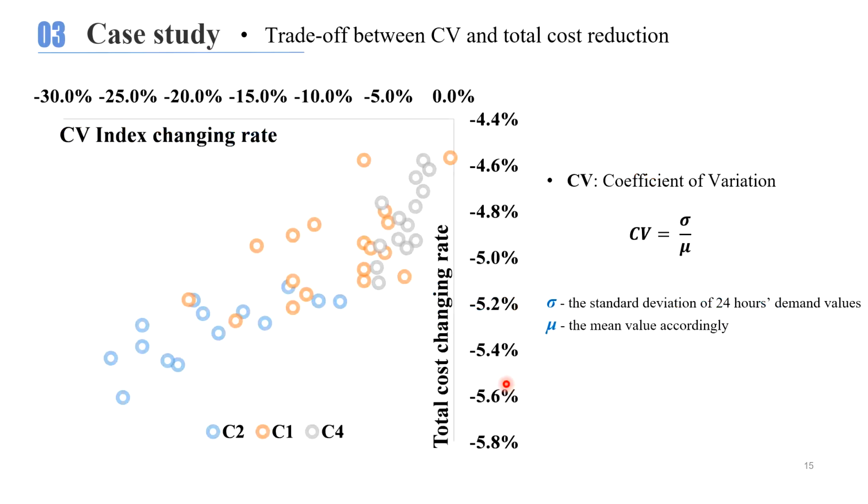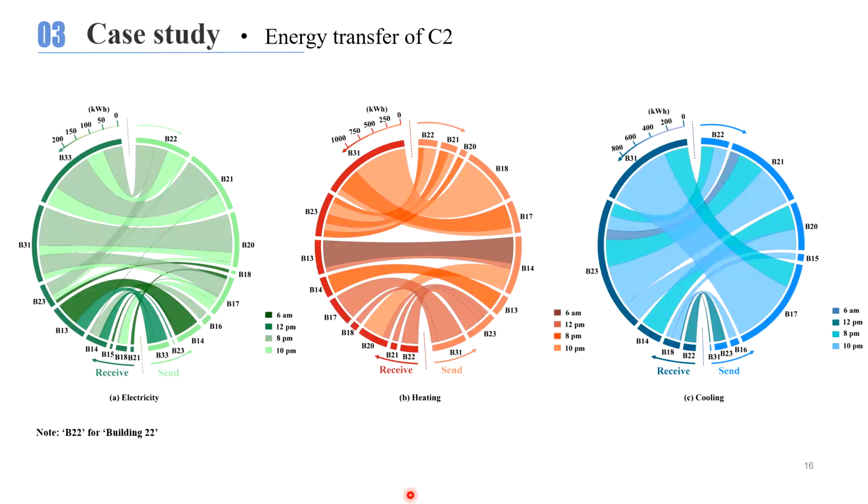As for the impact of demand complementarity, the results show that the reduction of CV values indeed benefits the project cost reduction. As shown by the graph here, the lower the CV value is, the more cost saving will be. Besides, in the final optimal solution, more buildings in different types are connected with more frequent energy exchange among buildings.